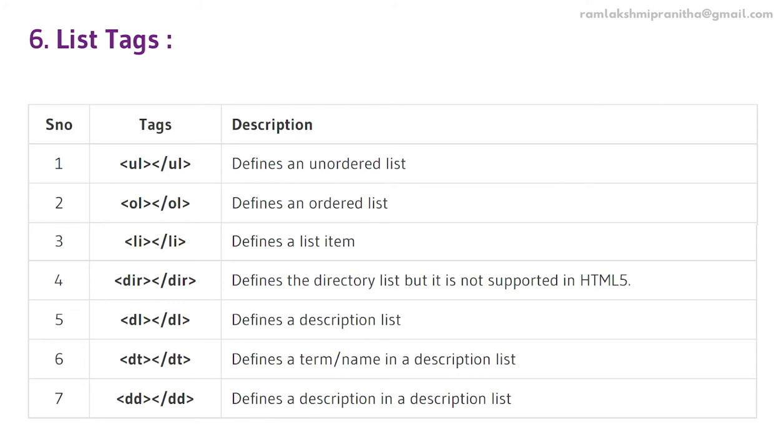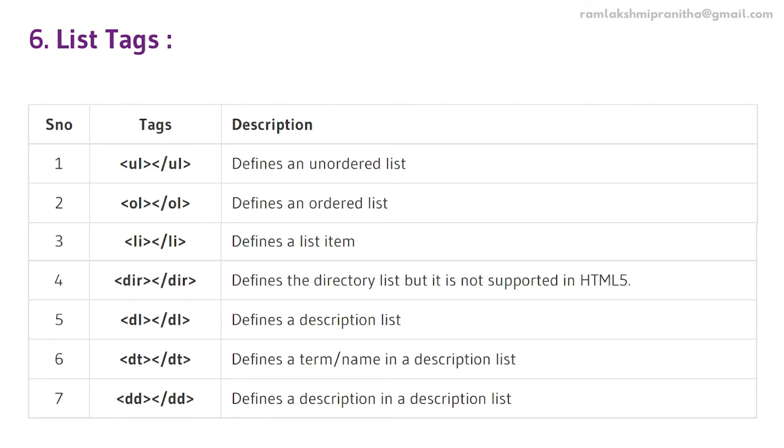2. Open and closed ordered list tag. Ordered list tag defines an ordered list. 3. Open and closed list item tag. List item tag defines a list item. 4. Open and closed directory tag. Directory tag defines the directory list, but it is not supported in HTML5.